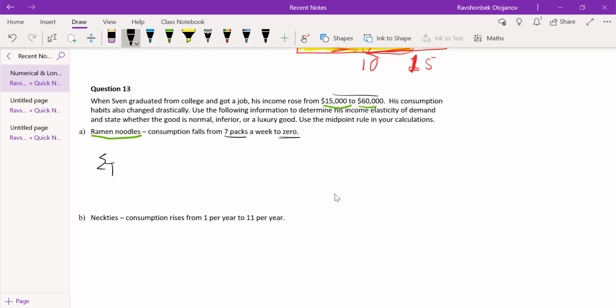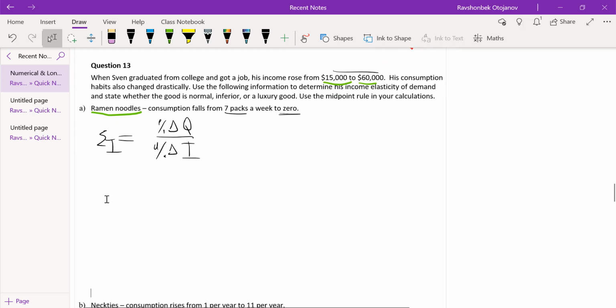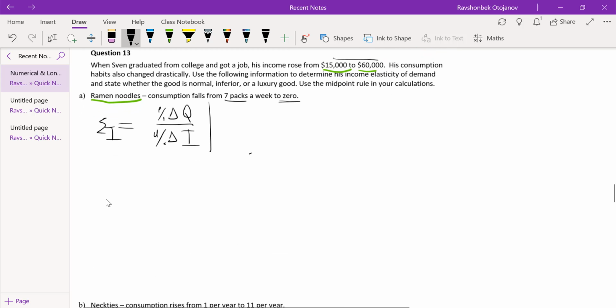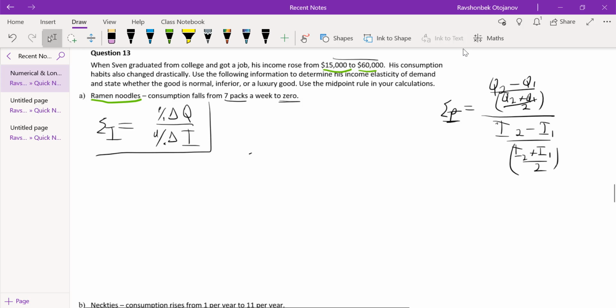Income elasticity is equal to the percentage change in quantity demanded over the percentage change in income, basically. This is the midpoint method, so a slightly space-consuming formula. That will be our formula. So let's calculate now. All we need to do is plug in the numbers. Quantity 2 after the income change is 0. Quantity 1 is 7 packs.